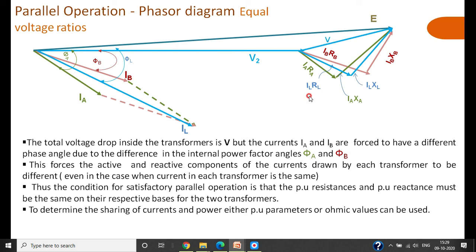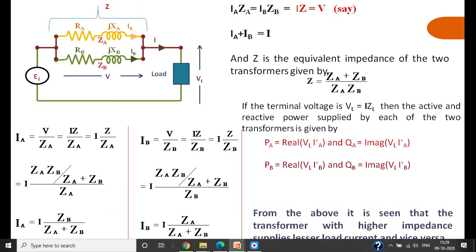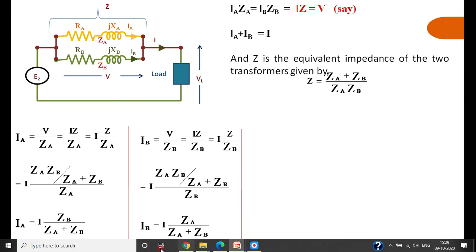This is how you have to analyze the parallel operation of transformers with the same voltage ratio. The load shared by a transformer is given by IA is equal to I into ZB divided by ZA plus ZB, and IB is equal to I into ZA divided by ZA plus ZB.